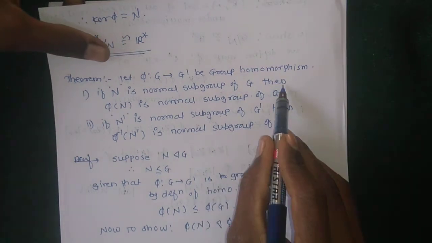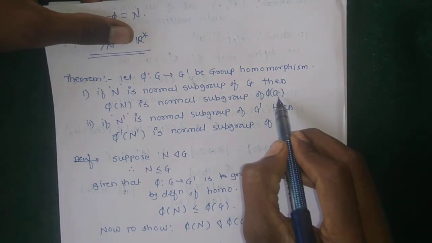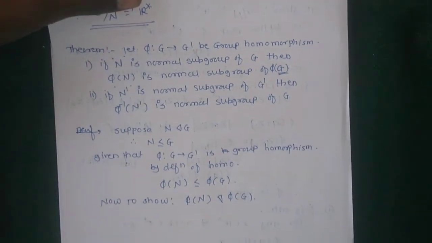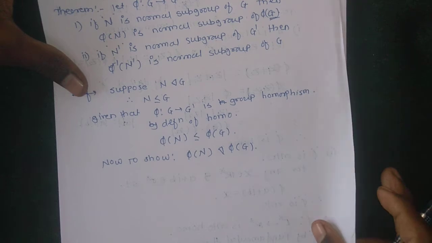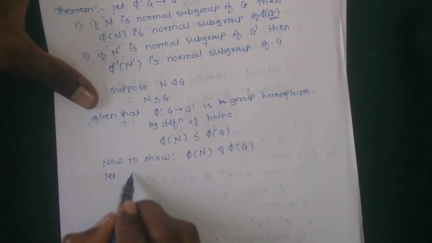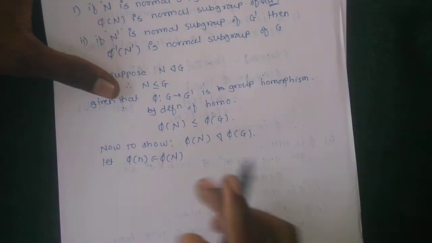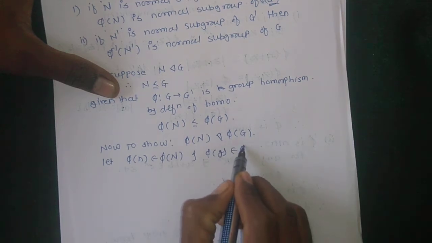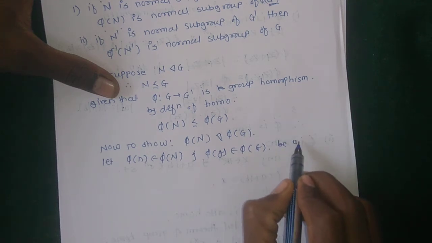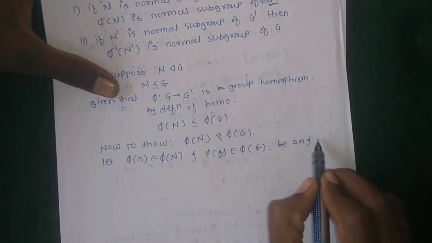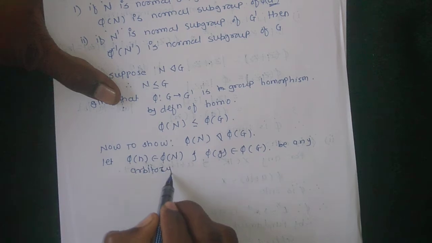Let N be a normal subgroup of G, then φ(N) is a normal subgroup of, here, φ(G). Here φ(G) is remaining. How to show φ(N) is a normal subgroup of φ(G)? Let φ(n) belong to φ(N), this one element we are choosing, and φ(g) belongs to φ(G), any arbitrary elements chosen from φ(N) and φ(G).